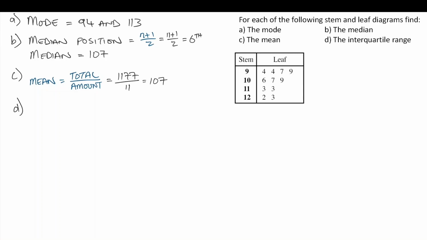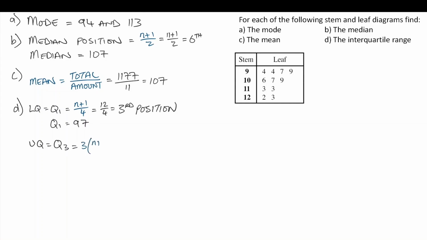Lastly, we're asked to find the interquartile range. Quartiles, the ones we're interested in, are the lower quartile and the upper quartile. Here's some more notation. The lower quartile is Q1, and it's 1/4 of the way through the data. So n plus 1 divided by 4. It's the value in the third position. Looking through this list, Q1 is 97. It's in the first row.